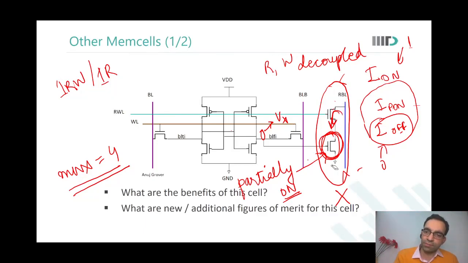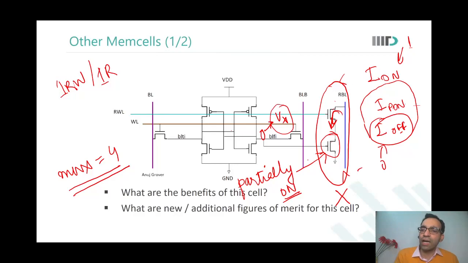For that, sir, this lower NMOS, do we have to make it high VT NMOS or something else? If you make it a high VT NMOS, then what happens? It will take more time to turn on. See, if you make it high VT, then since this is VX, the I partially on may go down a bit. But then do you realize that I on will also reduce? So you have to actually see.